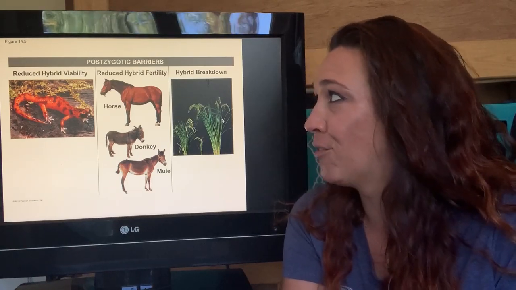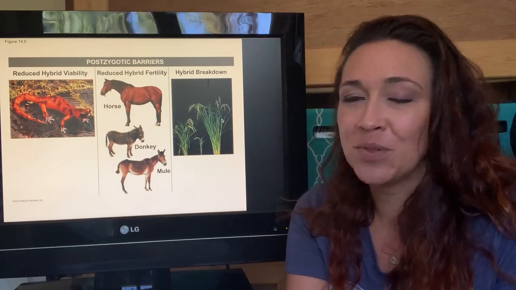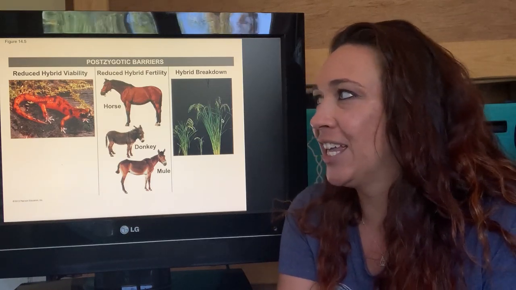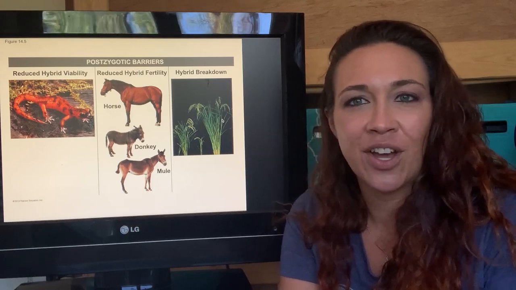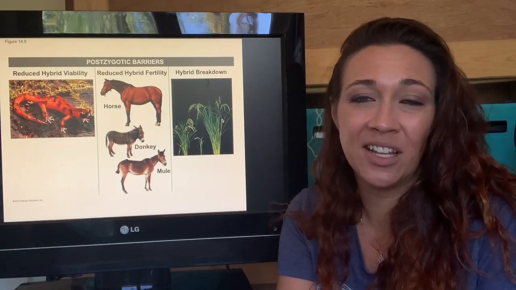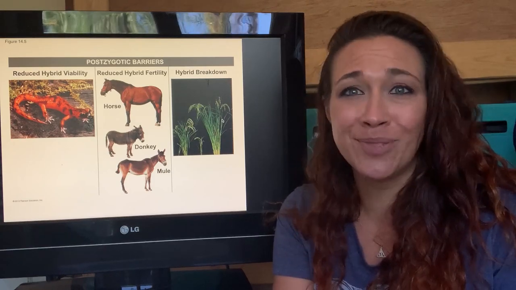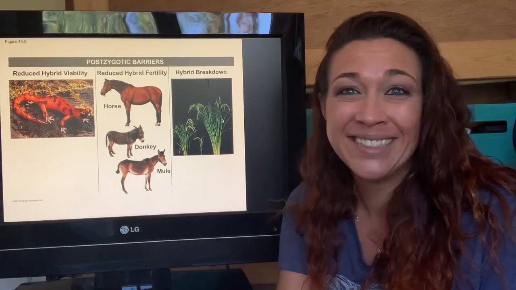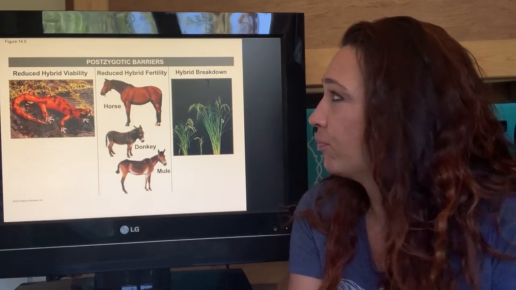So we see that we have three different ones. One is reduced hybrid viability, meaning they just don't last very long. You had a hybrid, but he doesn't live as long as he's supposed to. Maybe they're supposed to live 10 years, maybe he lives a year or 6 months. So he was able to grow, but he doesn't do well.